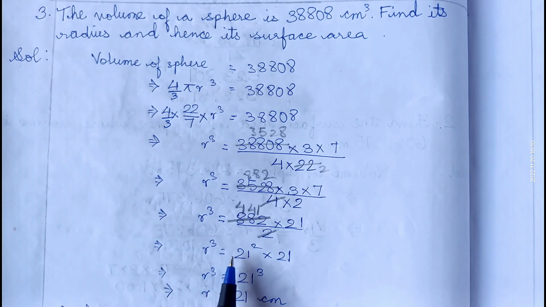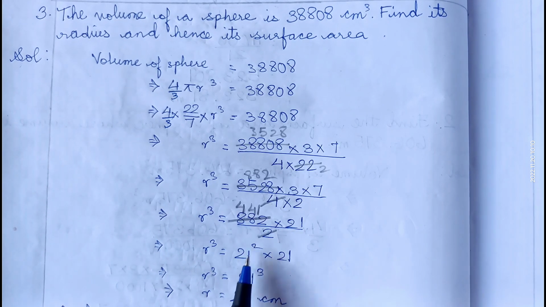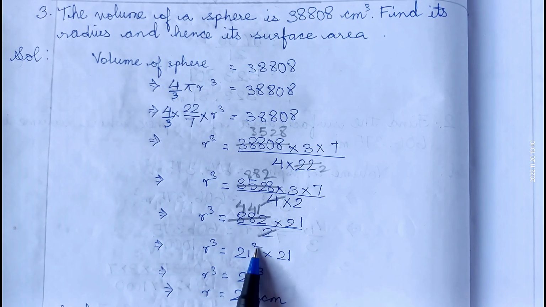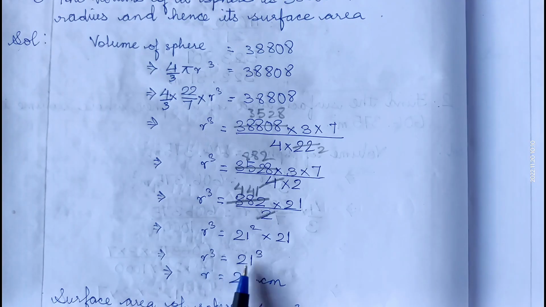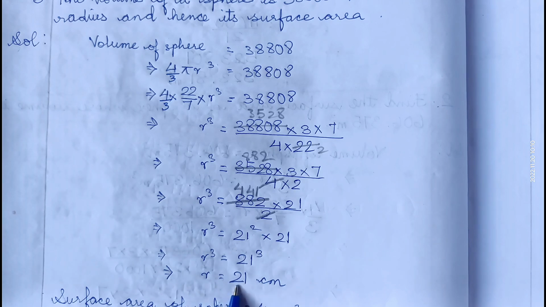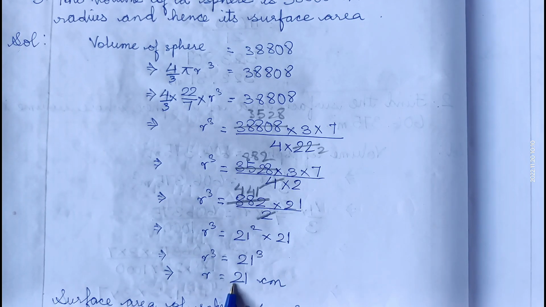So r cube will be 21 square because 441 is the square of 21. So 21 square into 21. So r cube is 21 cube. Therefore radius is 21 centimeter. After taking cube root on both sides, we are going to get r is 21.